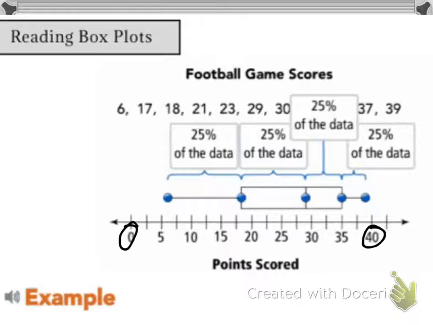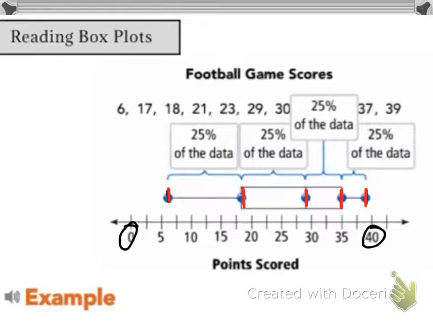We know that our lowest point is right here, probably 6 or so. And then our highest points right up here is going to be probably 39, something like that. And our middle score right here, maybe like 28 or 29. Lower quartile, probably like 16 or 17, and upper quartile is 35. So we can talk about this data in a couple ways.